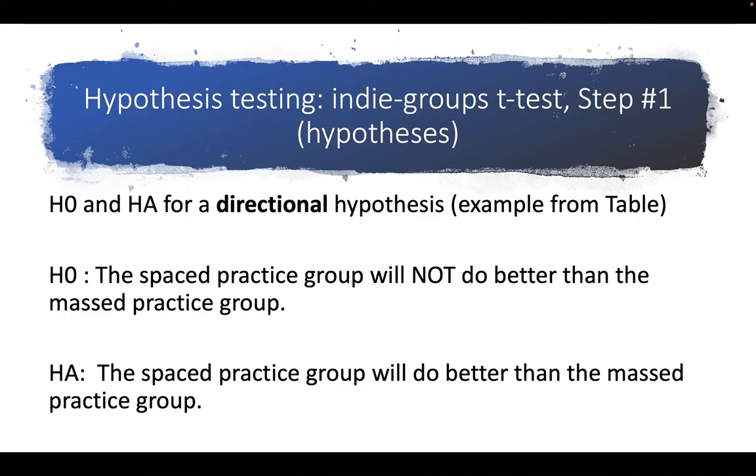So for our null hypothesis, for a directional hypothesis with between subject designs, for this example, we'll say the spaced practice group will not do better than the massed practice group. And our alternative hypothesis will be that the spaced practice group will do better than the massed practice group. So here we have a direction. We expect one group to do better than the other. So we use a directional hypothesis.